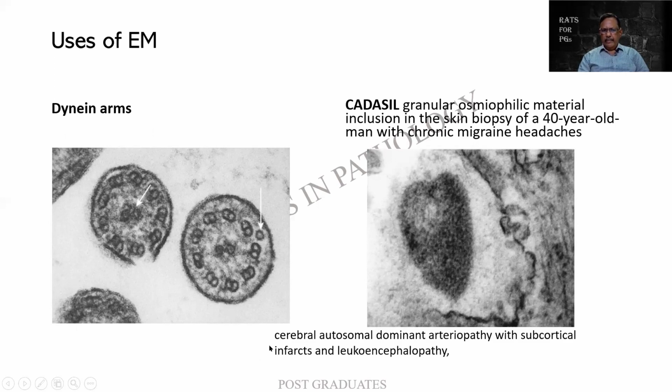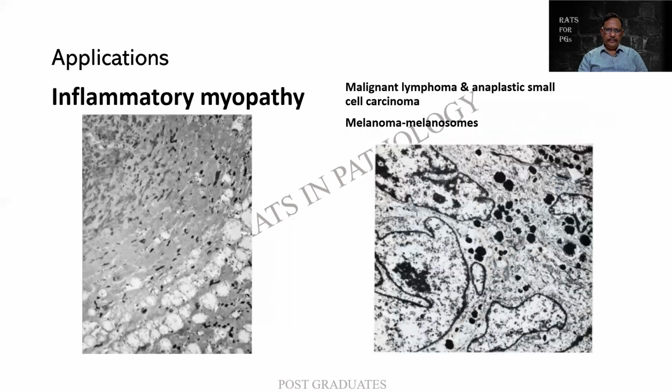CADASIL, cerebral autosomal dominant arteriopathy with subcortical infarcts and leukoencephalopathy. Forgive me, I do not know this. But there is a granular osmiophilic material that is found in a patient who has been suffering from migraine headaches. Inflammatory myopathy. I think you will be able to appreciate the sarcolemmal fibers over here, the peripheral nucleus, but there is also an inflammatory lesion over here and a degeneration that has been made out.